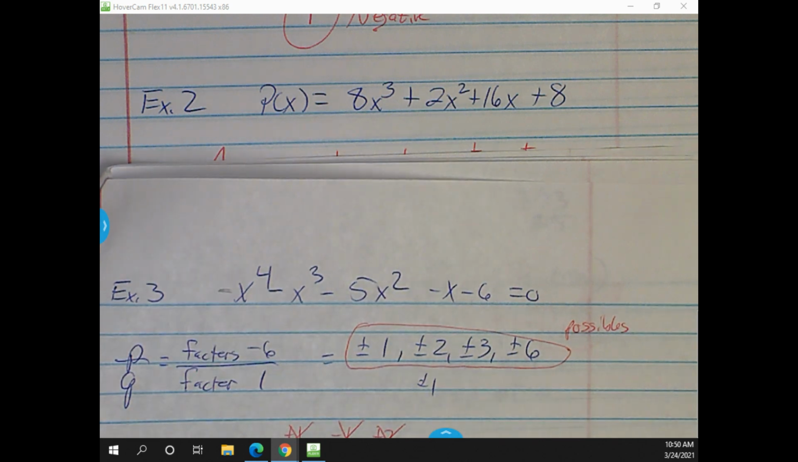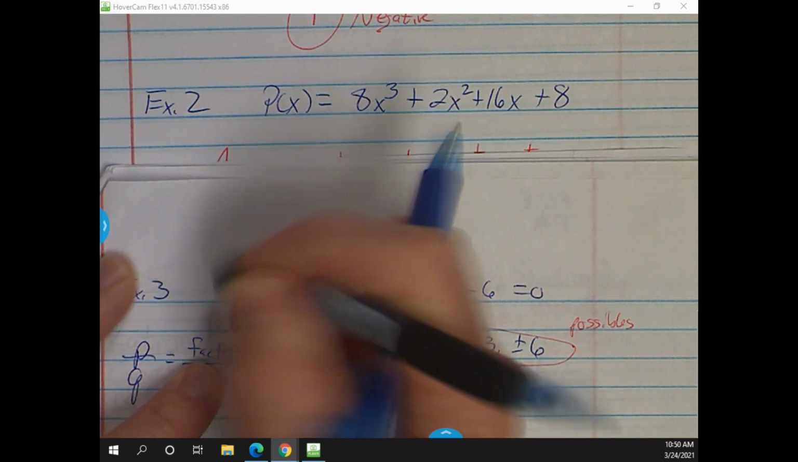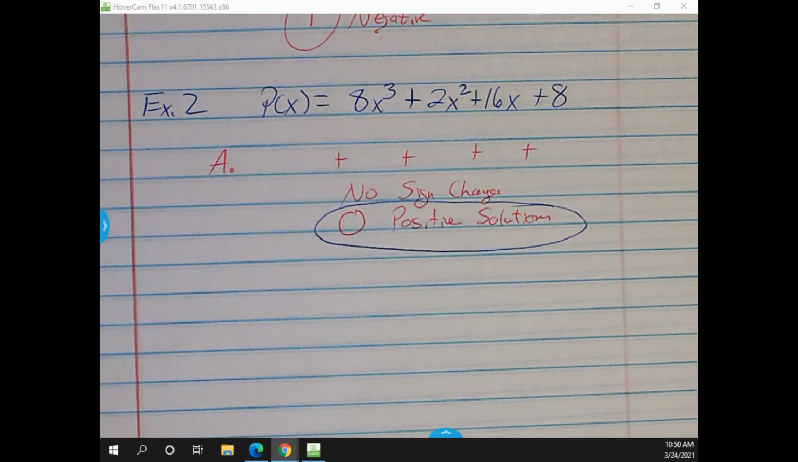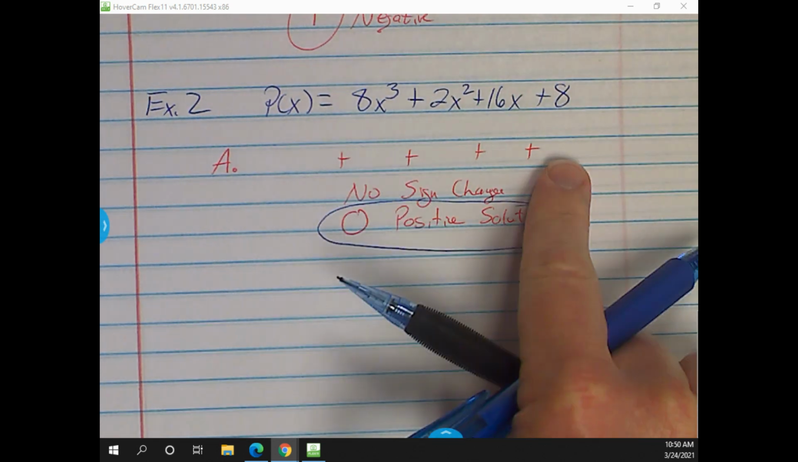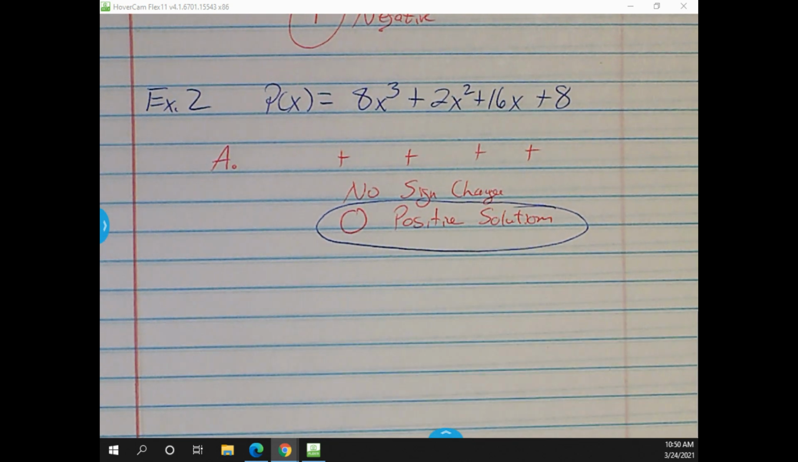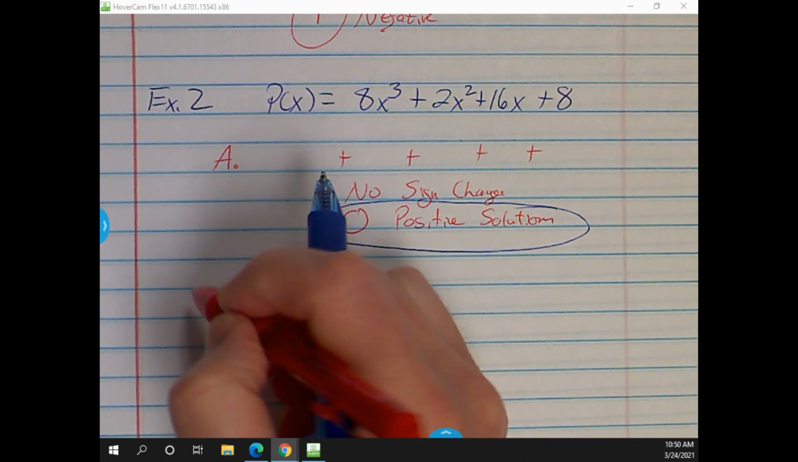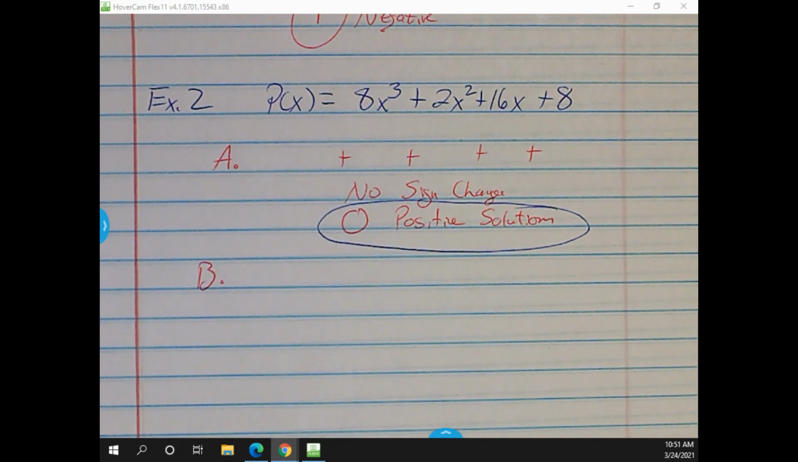And that's kind of what I want you to see. So if you do that at the beginning, if you look at it real quick and just notice that all the signs are the same, that means you don't have to check any positive numbers. You're only going to check the negative numbers. And then we'll get to the B part, and that'll tell us how many possible negative solutions we could have.